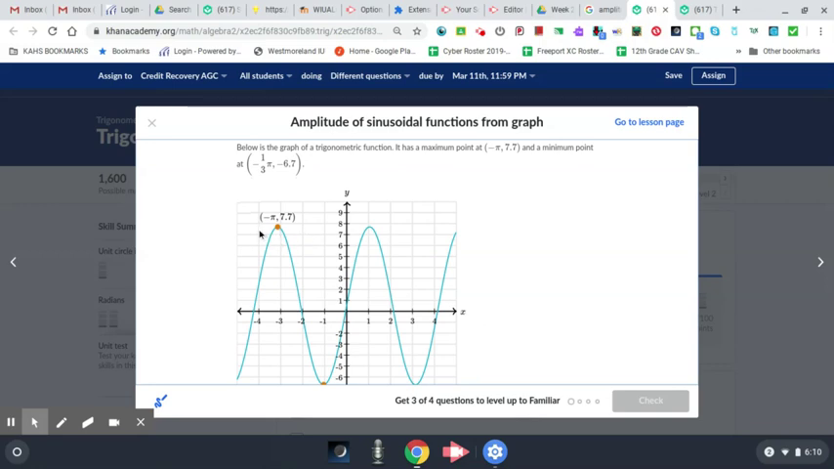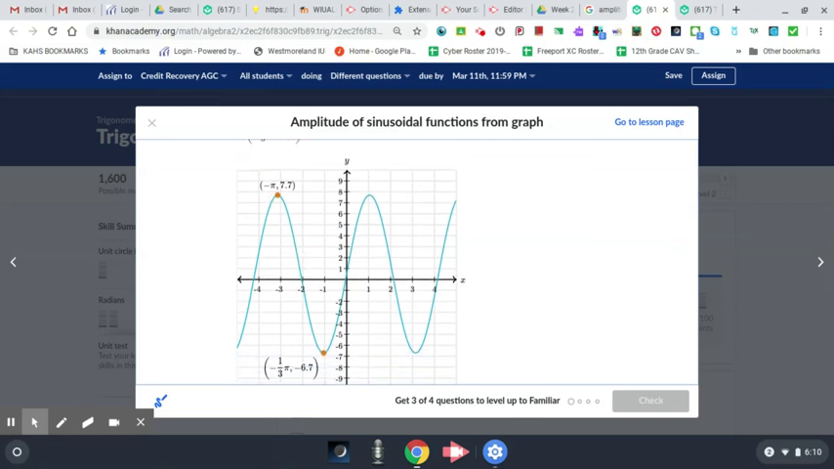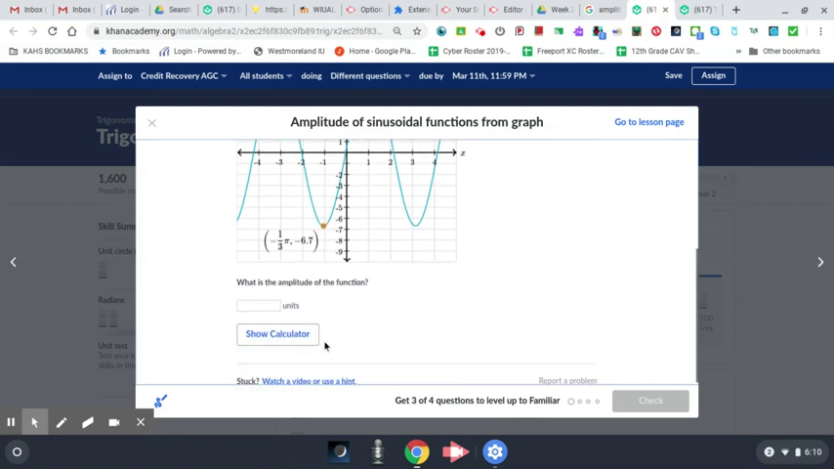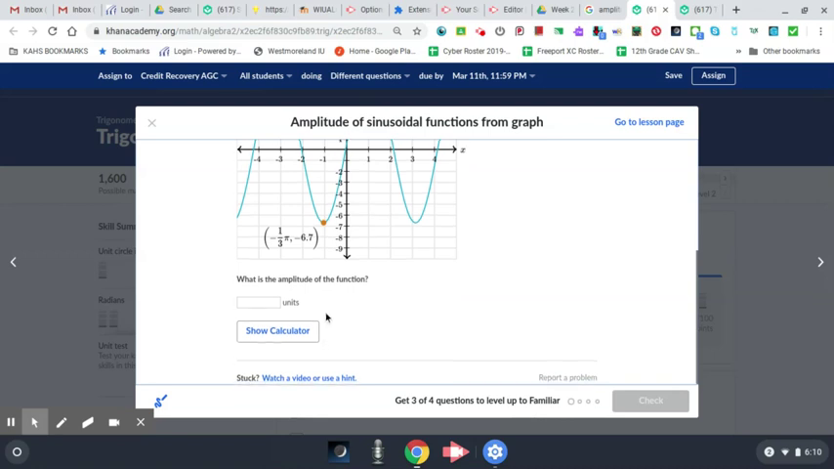So it comes up 7.7 units rather, 7.7. And the minimum is at negative 1/3 pi, comma negative 6.7. So here's negative 6.7. And the question is asking, what is the amplitude of the function?